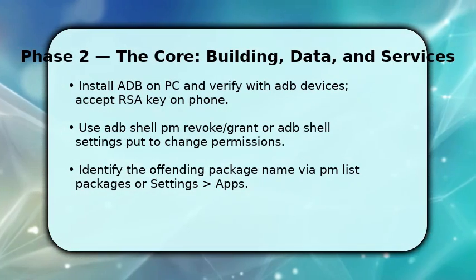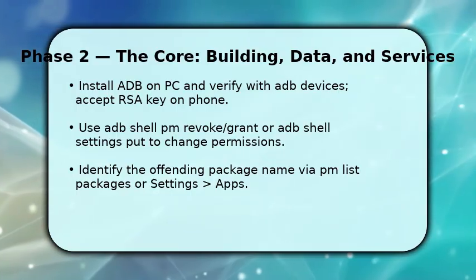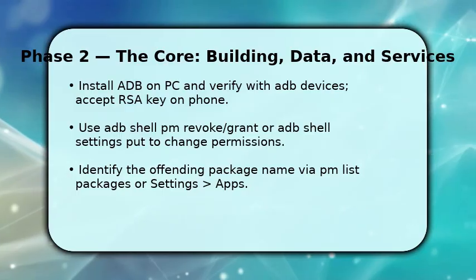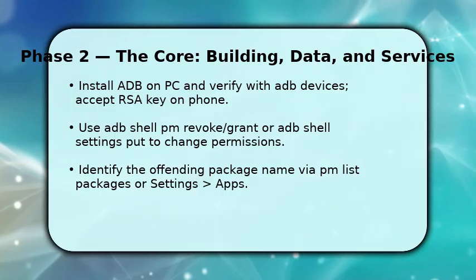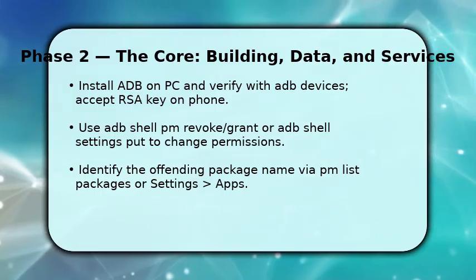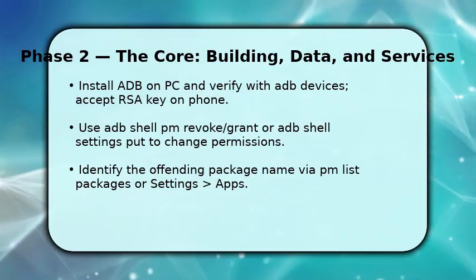With USB debugging active, install or open ADB on your PC and run adb devices to confirm connection. You will use adb shell commands to change restrictions. adb shell pm revoke or grant adjusts app permissions, while adb shell settings modifies system flags.